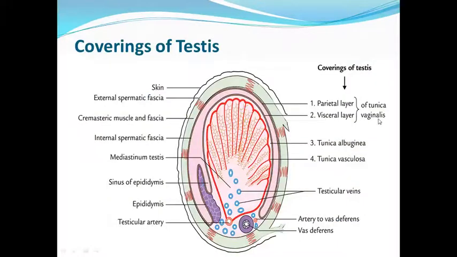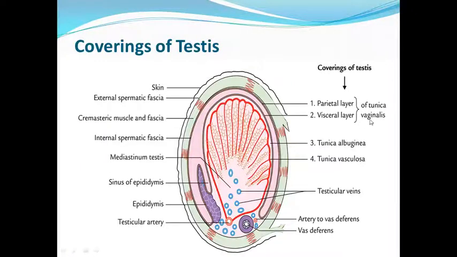Now talking about the coverings of the testis, the testis has in total 3 coverings. I am telling you the coverings from outwards to inwards. The outermost covering is the tunica vaginalis, then we have the middle layer, that is the tunica albuginea, and then we have the last layer, that is the tunica vasculosa. So we have 3 layers or 3 coverings of the testis.